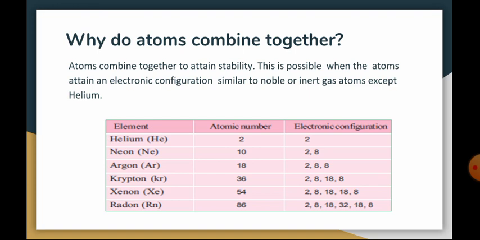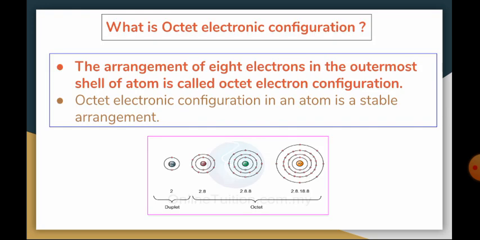In the table, we can see electronic configuration of various noble gas atoms. In this, the valence shell of all the atoms have 8 electrons. Hence, the conclusion is the presence of 8 electrons makes an atom stable. And this type of arrangement of 8 electrons in the outermost shell of an atom is called octet electronic configuration.